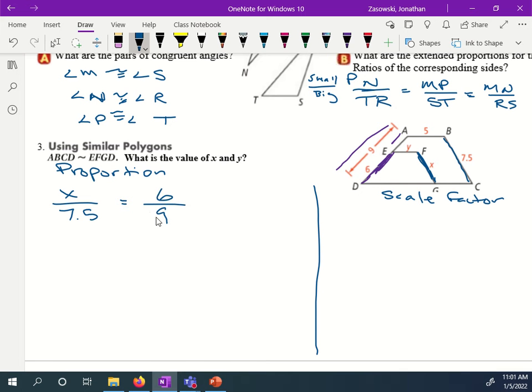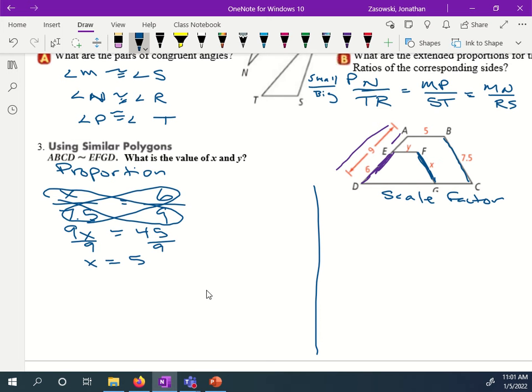And then what do I do once I have my fraction? Cross multiply. So we do 9 times x, and we put that where the x is. So that's 9x. And then 6 times 7.5 is 45. So we just divide out by 9, and we get x is equal to 5. Okay.